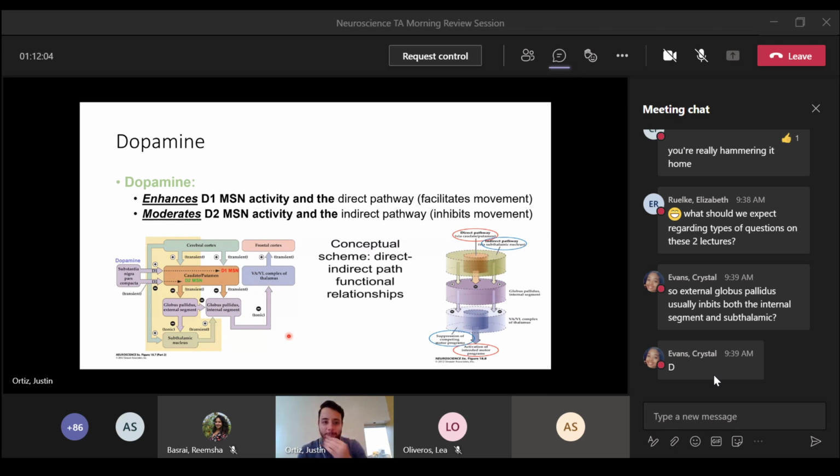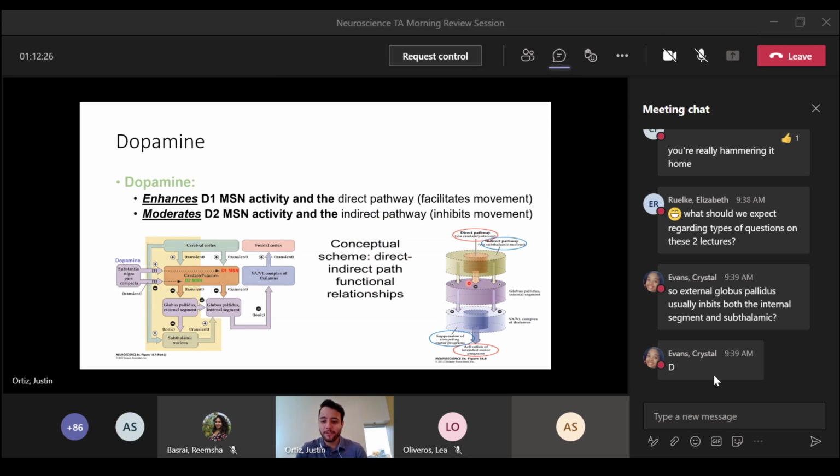Okay, so now we have dopamine. Just another recap. Remember, D1 MSNs love high levels of dopamine. High levels of dopamine are going to enhance D1 activity and facilitate movement. And low levels of dopamine, we know, are going to activate the D2 MSNs and inhibit movement.